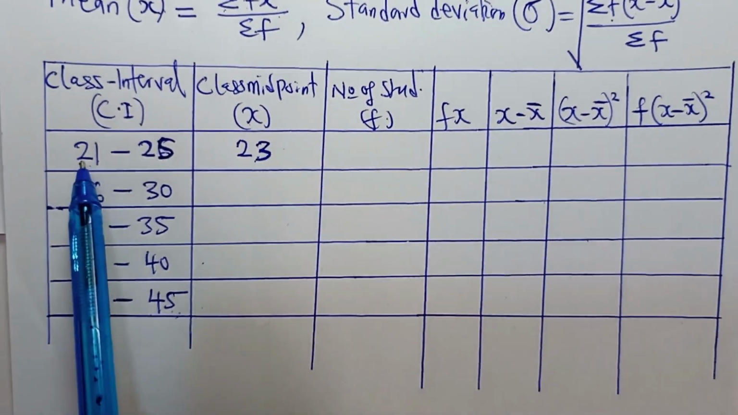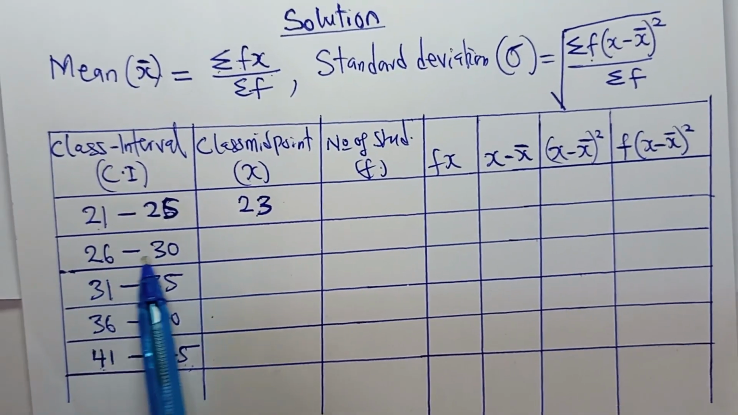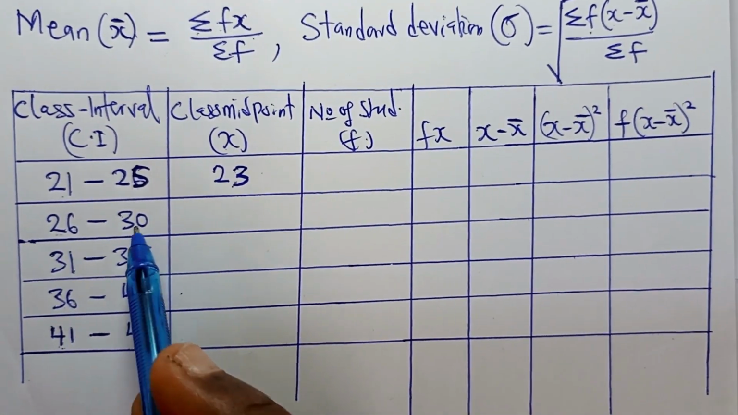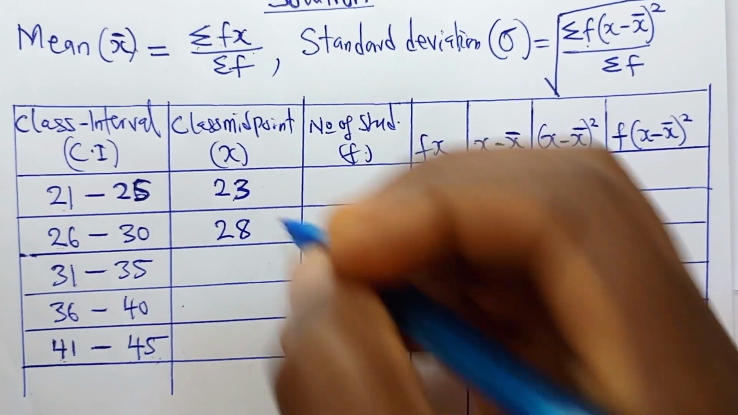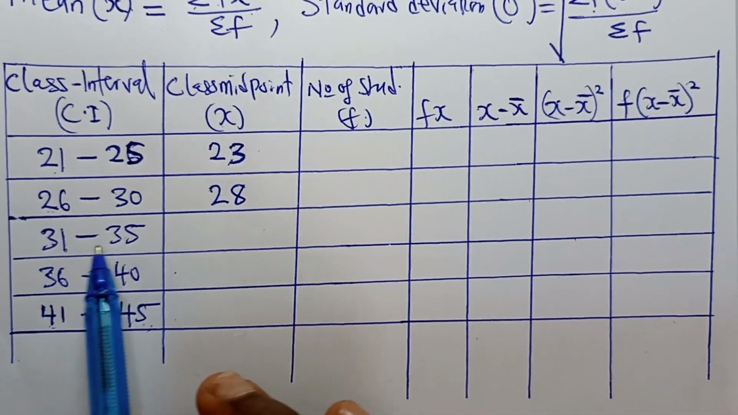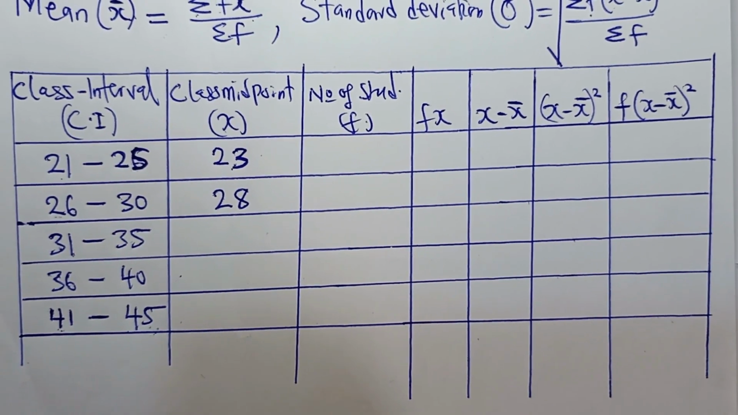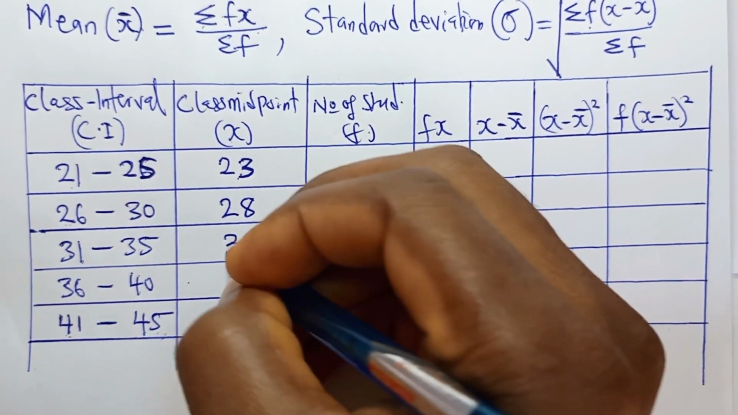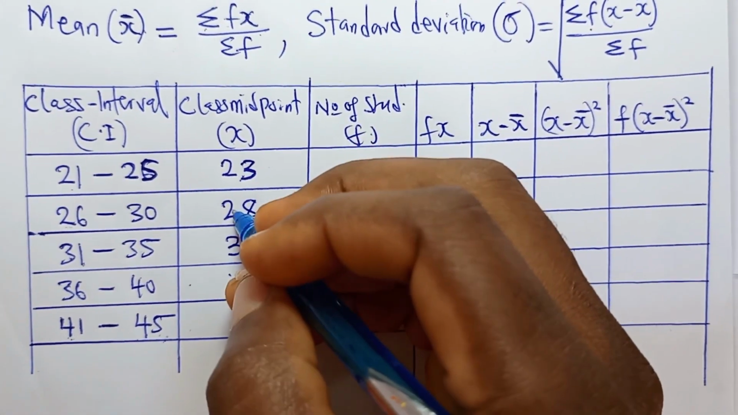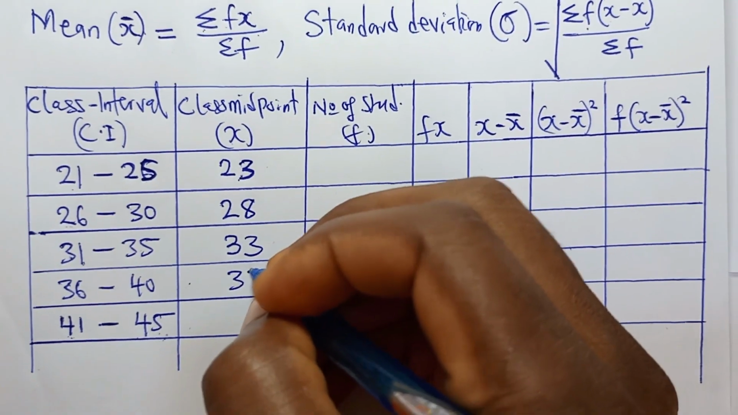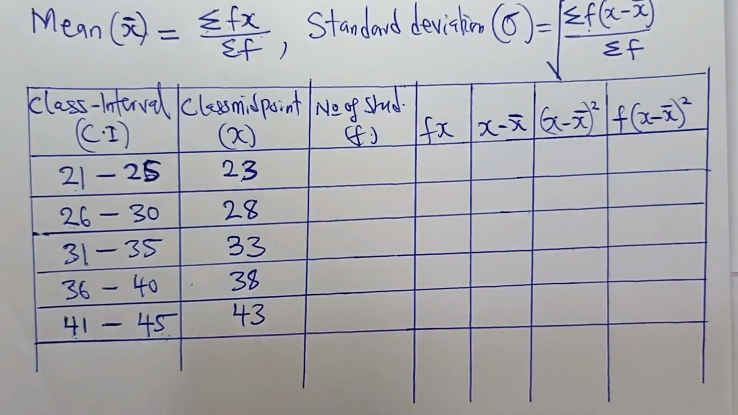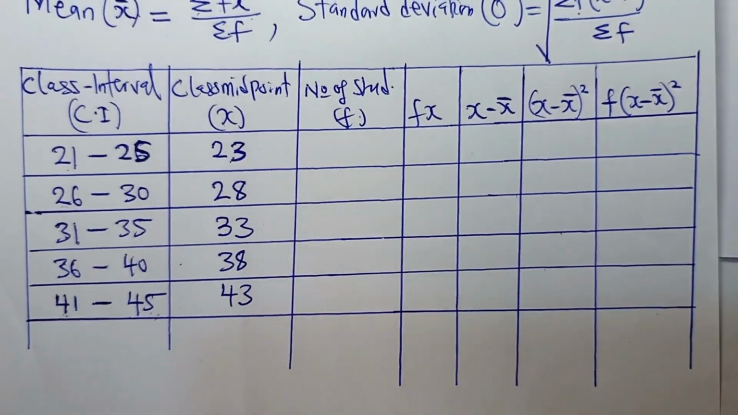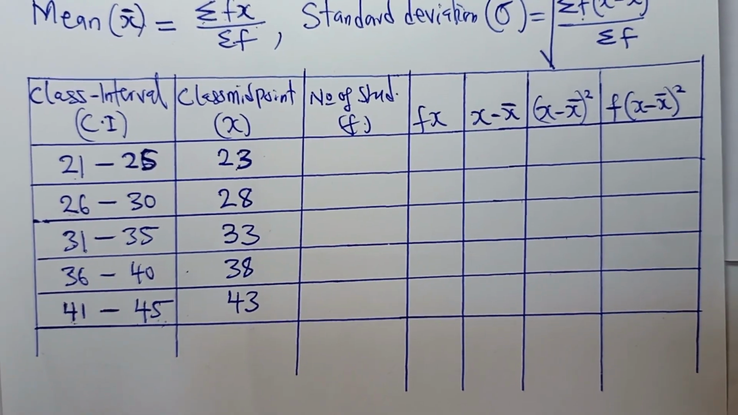But the best way is you add this and you divide by 2. This plus this, divide by 2, will give me 56, which is 28 when you divide it by 2. This plus this will give me 66. When you divide it by 2, I will have what? 33. So you have 23, 28, 33, 38, 43. If there is another one, that should be 48. That is for regular intervals, because sometimes you have irregular intervals.